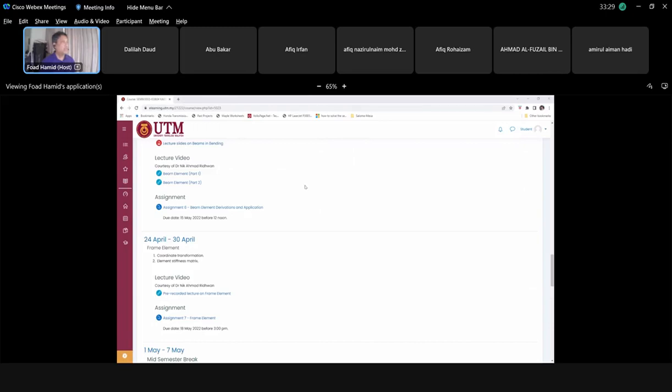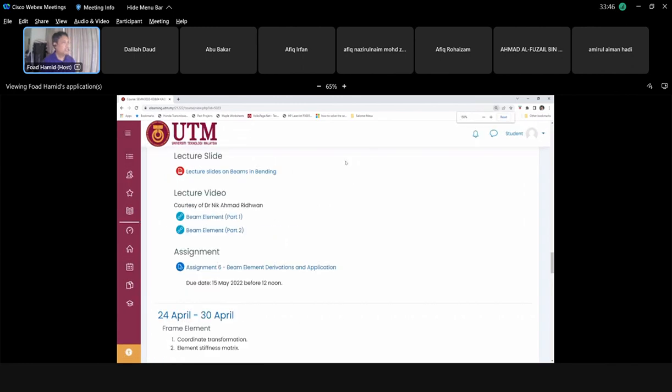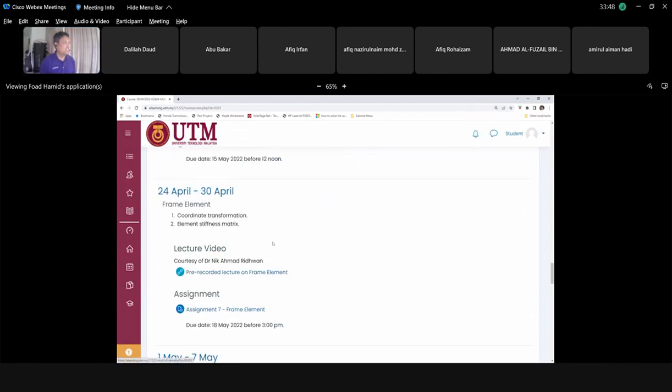I think last class I mentioned assignment 6. We put assignment 6, and on that same day I also posted the frame element. So we'll talk a little bit about the frame element once we are done with the beam element, but this is just similar to our bar and truss element.